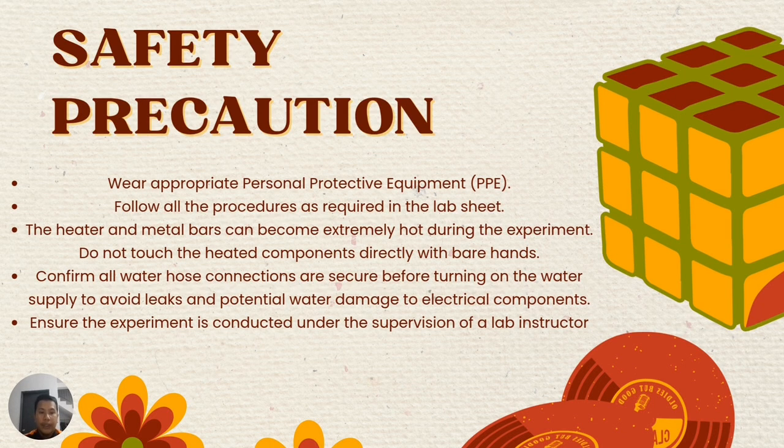So, we go to the safety precautions. First of all, we have to wear appropriate personal protective equipment (PPE) such as a lab coat and lab shoes. Follow all the procedures as required in the lab sheet. The heater and metal bar can become extremely hot during the experiment. Do not touch the heater component directly with bare hands. Confirm all the water hose connections are secure before turning on the water supply to avoid leaks and potential water damage to the electrical components. Ensure the experiment is conducted under the supervision of a lab instructor.